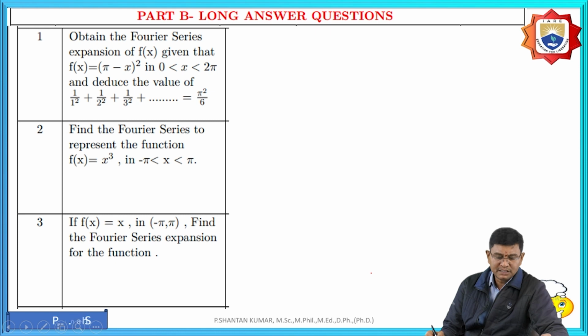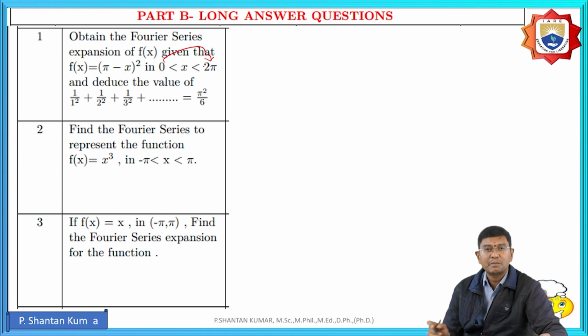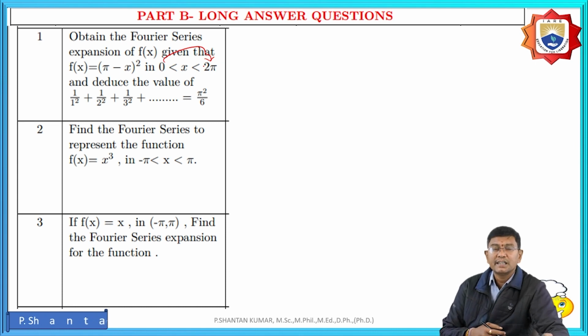Next one, the limits are 0 to 2 pi. So part A, the critical thinking questions, is completed. Now it will be part B, the essay type questions. These are the 20 questions. Here, the question is to find the Fourier series. The limits are 0 to 2 pi.